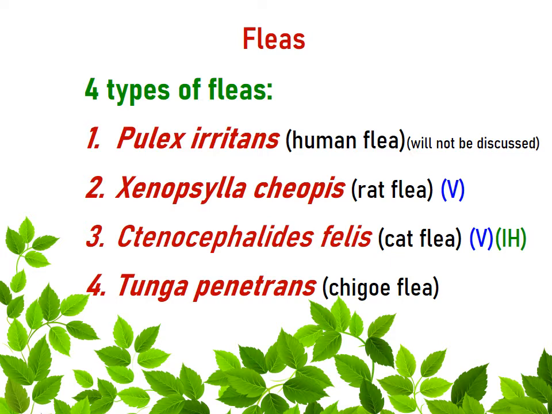The third type of flea is the cat flea. This flea is also significant in that it is a vector for flea-borne diseases. And the fourth type of flea is the shigo flea.